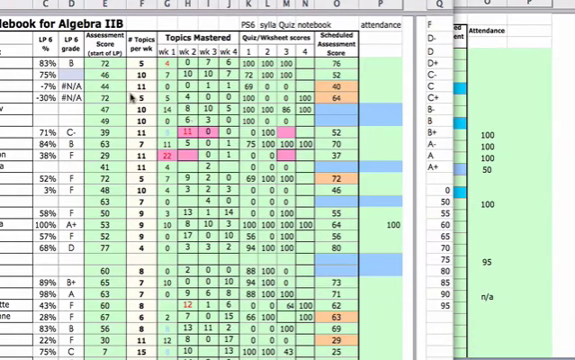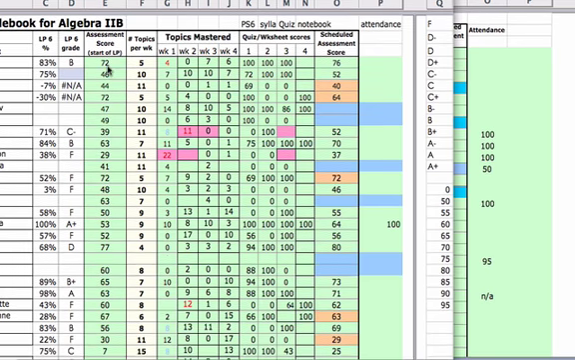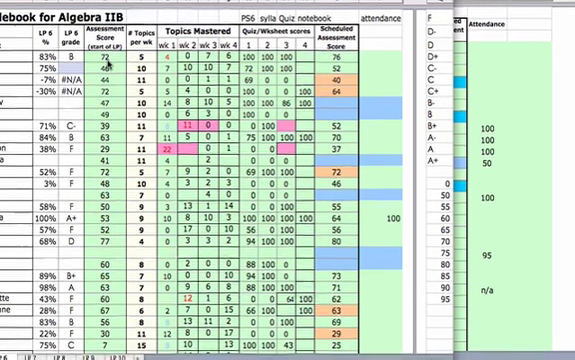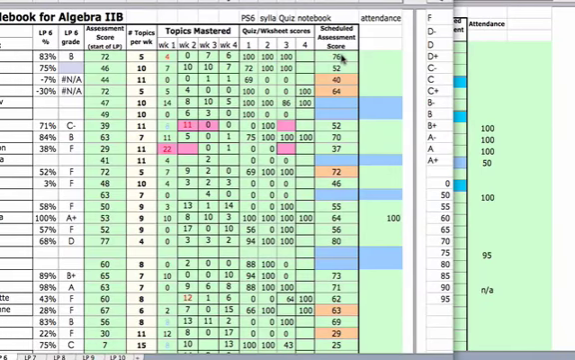In Algebra 2, 45% of the grade will be based on the growth in their assessment scores. So there's going to be the score from the beginning of the learning period and the score at the end of the learning period. And 45% of their grade will be based on that growth. And then another 30% of their grade is based on the number of topics that they complete each week.